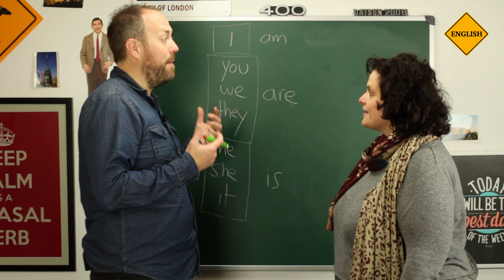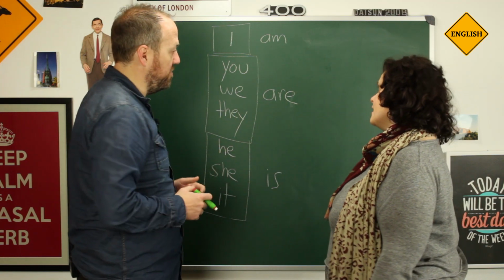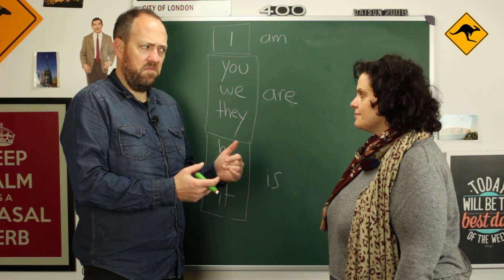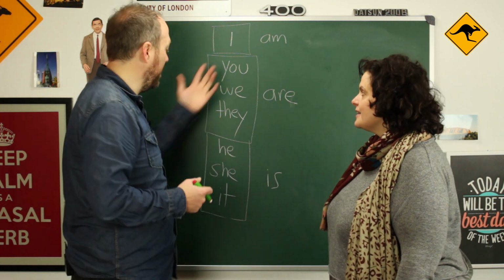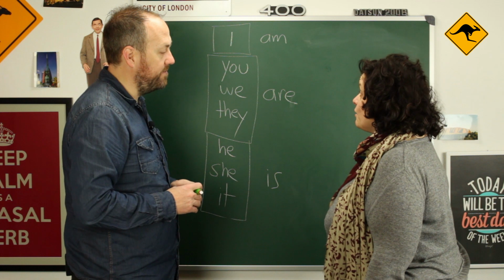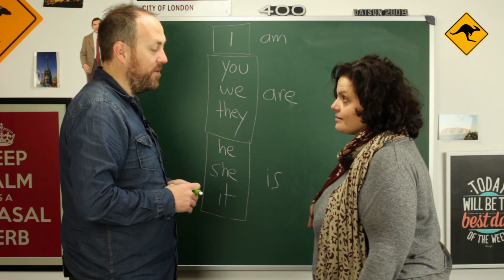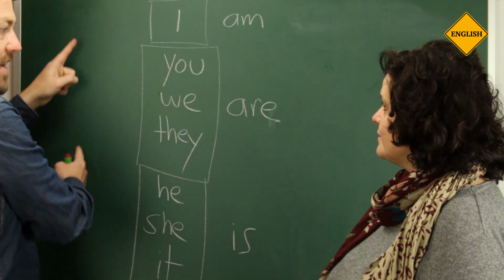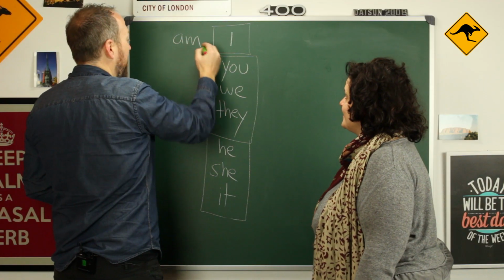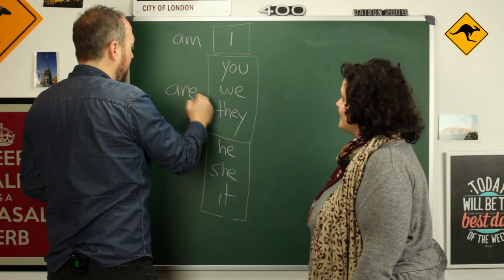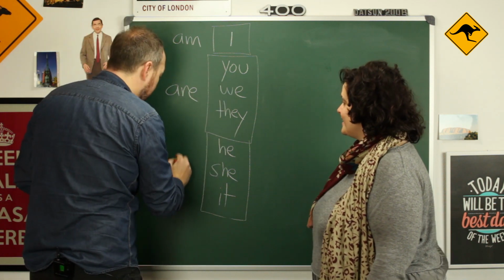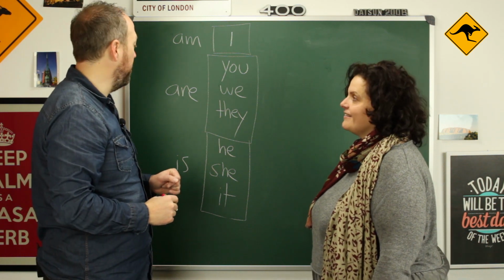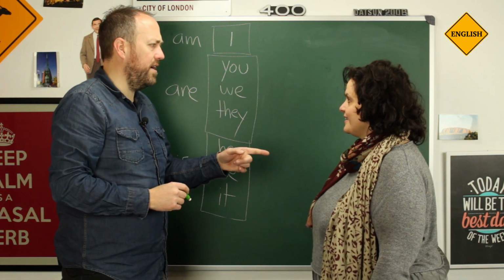What about asking questions with to be? For example, if I want to say scientist? Teacher? How can I ask a question? Are you a scientist? Very good. So what we do is we put the verb on this side. Am I? Are you, we, they? Or is he, she, it? Perfect.